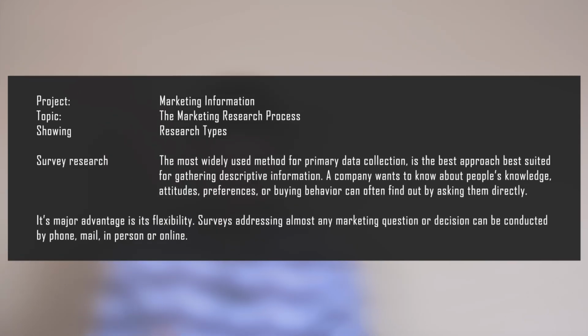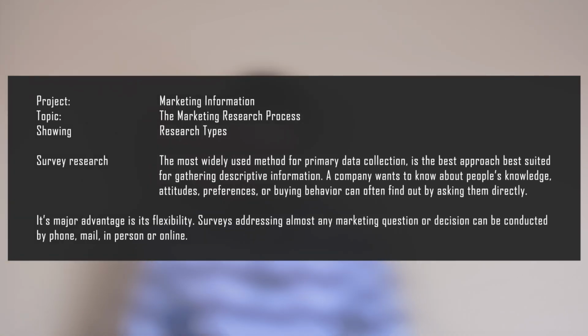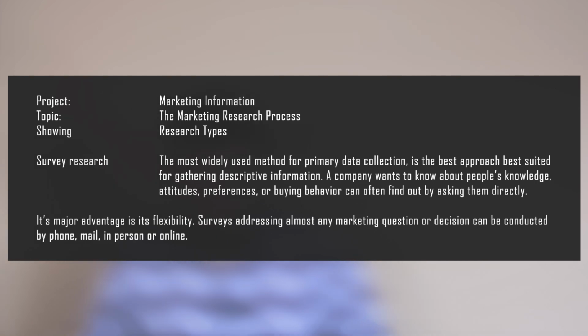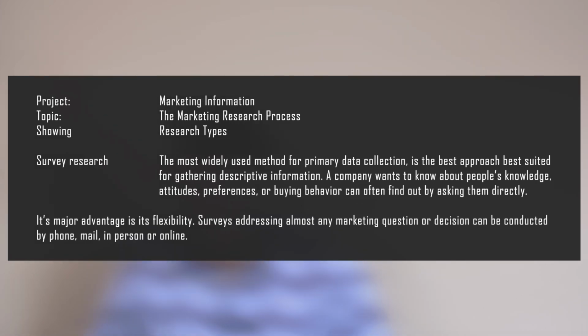Survey research is the most widely used method for primary data collection. It is the approach best suited for gathering descriptive information. If a company wants to know about people's knowledge, attitudes, preferences, or buying behaviors, it can often find out by asking them directly. Its major advantage is its flexibility. Surveys addressing almost any marketing question or decision can be conducted by phone, mail, in person or online.